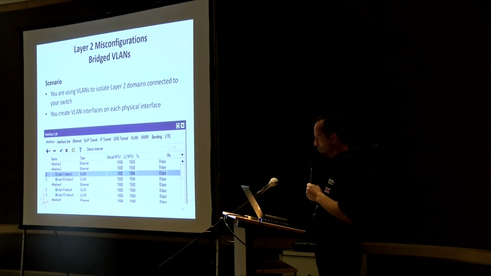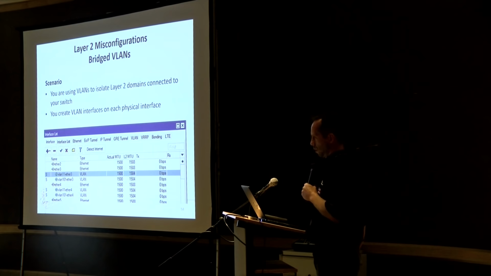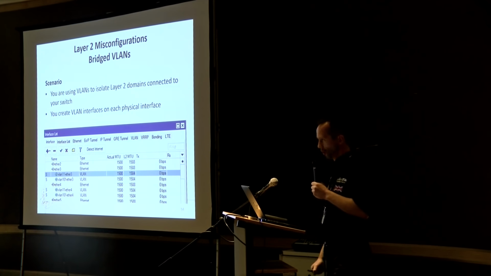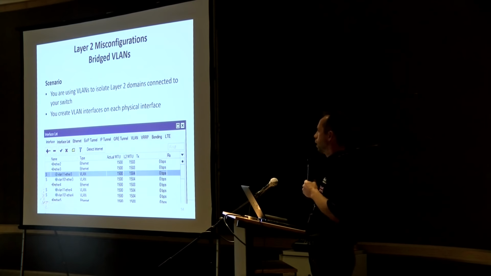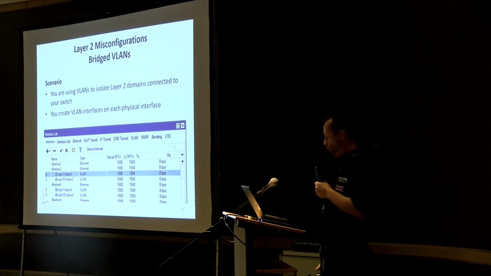My final misconfiguration, bridged VLANs. I've done this configuration myself. What I have created here is two VLANs on Ether 3 and Ether 4, possibly going to other switches, bringing in tagged traffic. What I want to do is make sure that VLAN 11 and VLAN 101 traffic is joined together correctly. So this configuration will work.